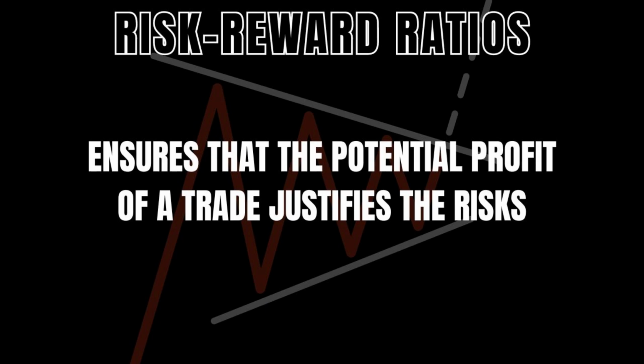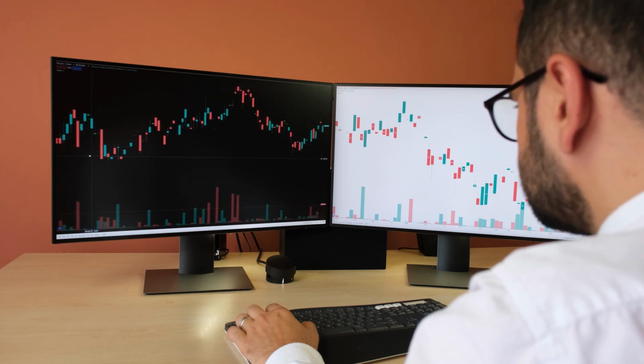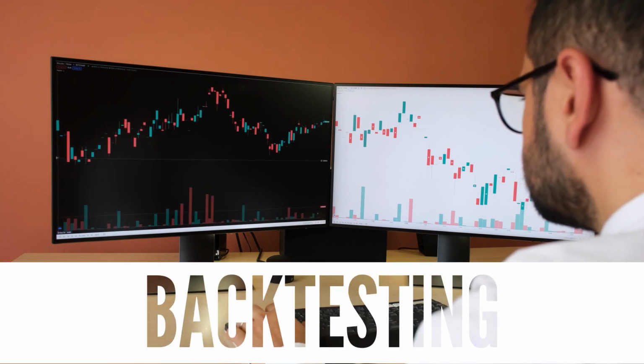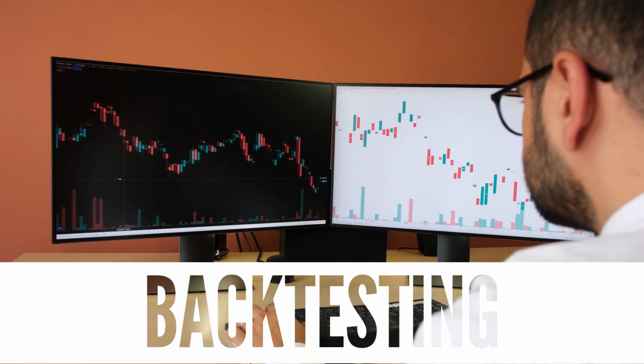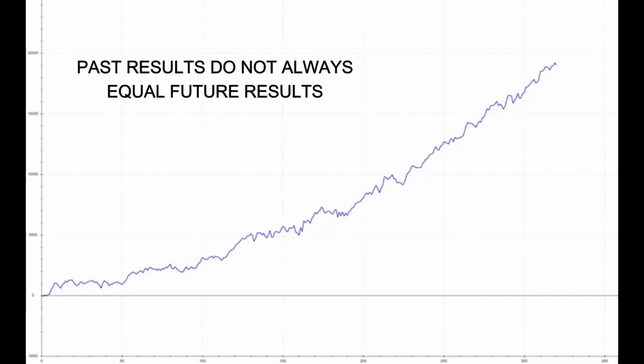And will that justify the risk that you are taking? But you have to refine your setups, and you do that through backtesting and optimizing. Backtesting is just using historical data to validate your setups and assess their performance over time. Even though it doesn't matter if it worked for the last 20 years, it may not work tomorrow.